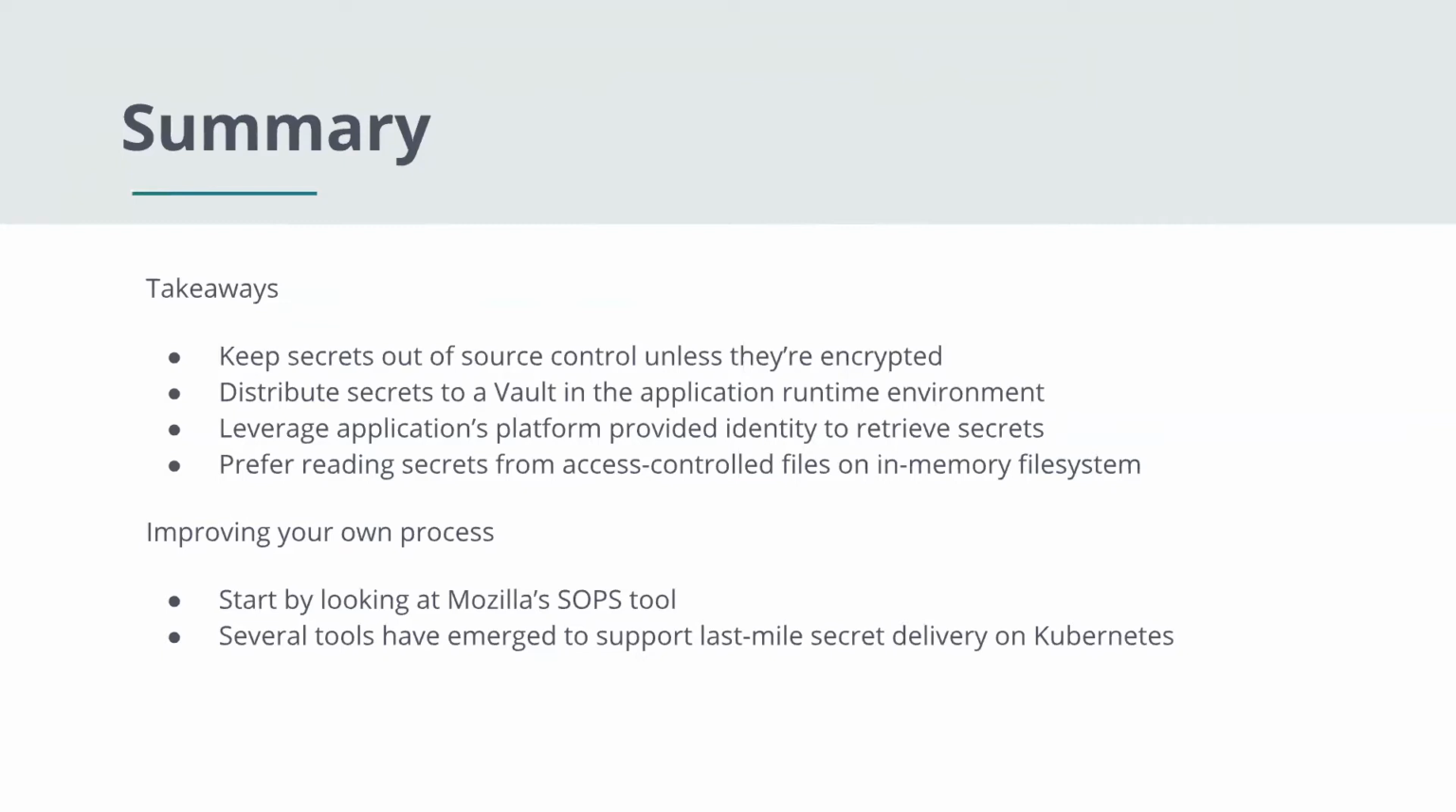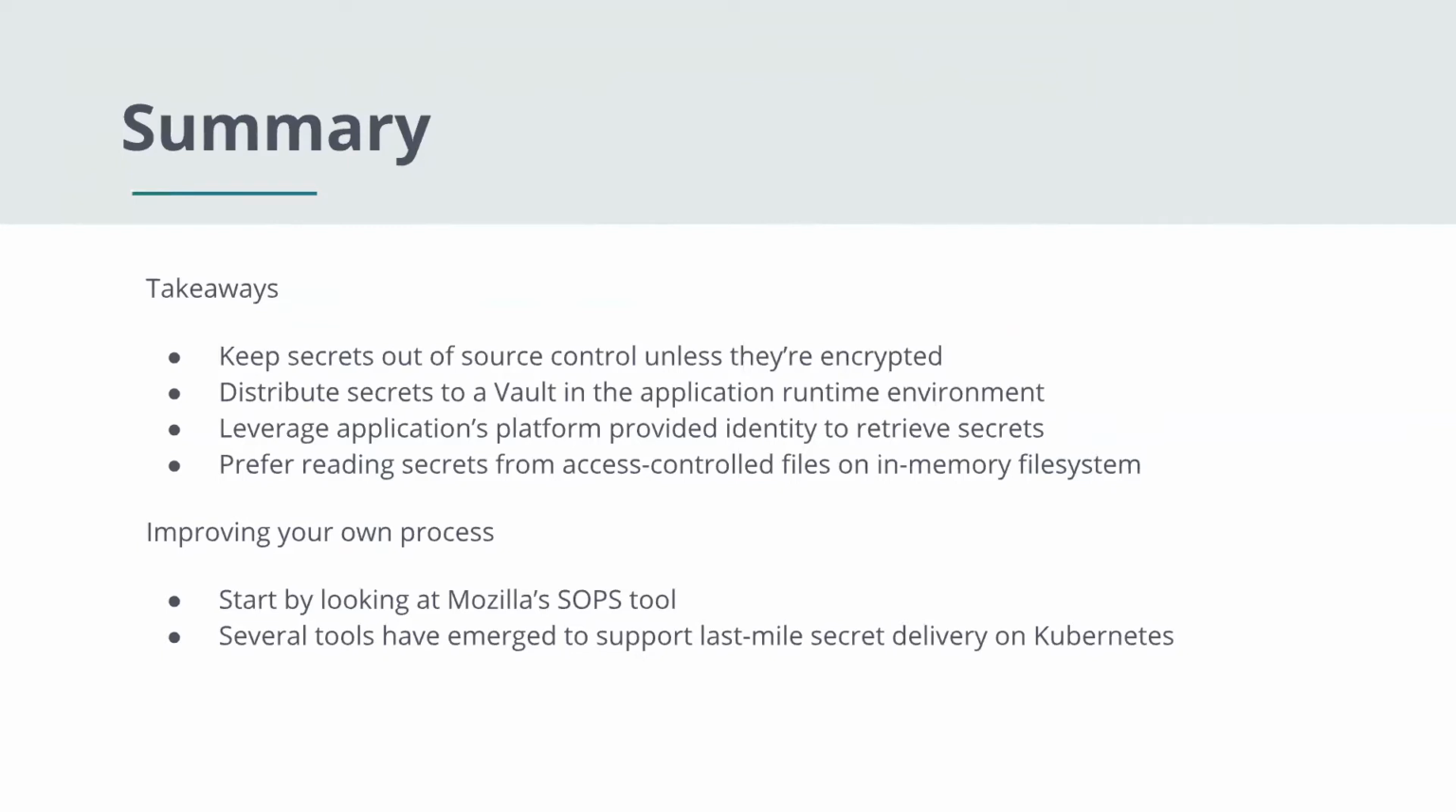In terms of improving your own process, I would probably recommend starting by looking at what Mozilla's SOPS tool does and seeing if that would work for you. And I think it works especially for highly independent teams or small teams. I think it's a little much when you start to try to scale the management and distribute who can do what, like who can update a secret, and enabling application teams and ops teams, if they're separate, to collaborate. It's a little challenging, I think.